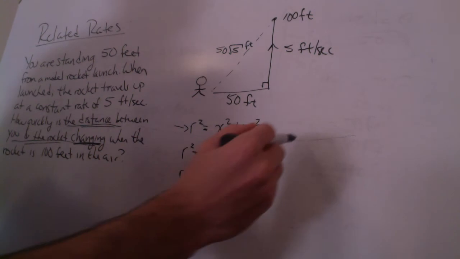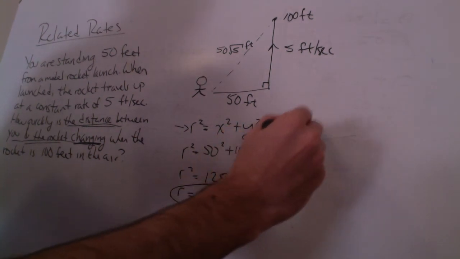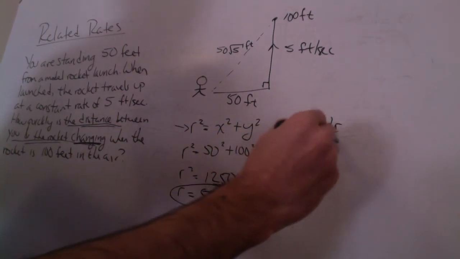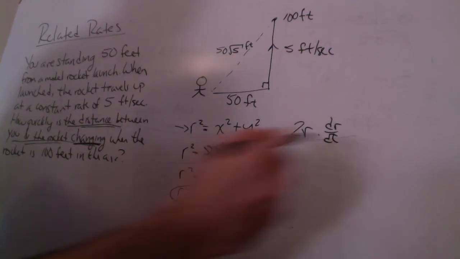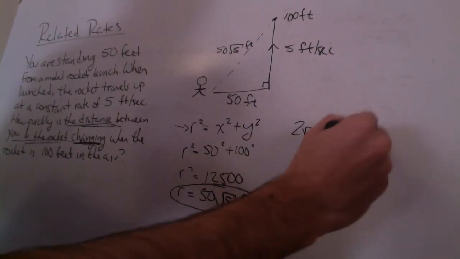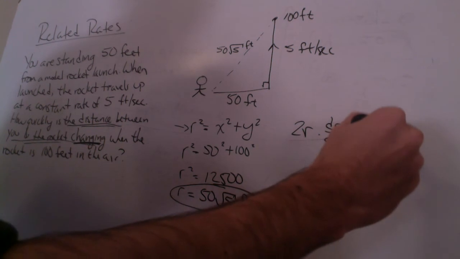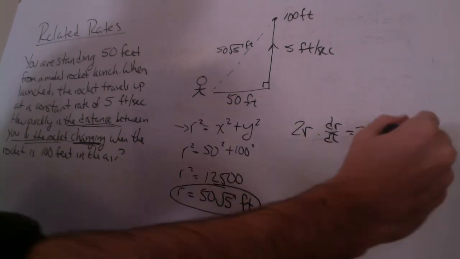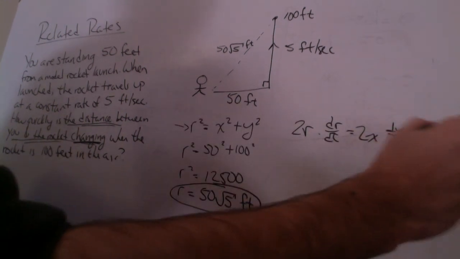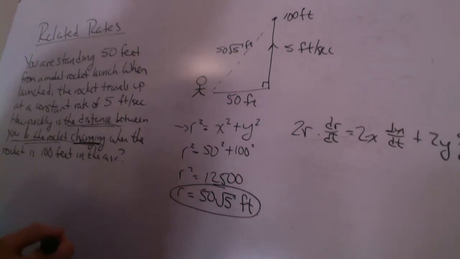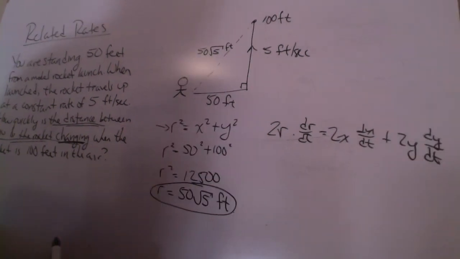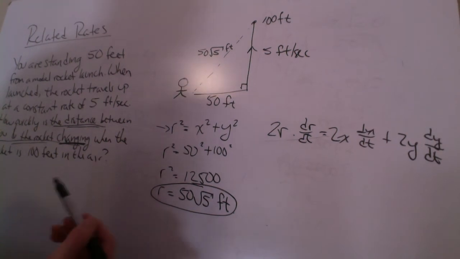The derivative of r squared is 2r times dr dt. The derivative of x squared is 2x dx dt. And the derivative of y squared is 2y dy dt. Oops, got a little cut off there. 2y dy dt. Great. So, I am in business here.